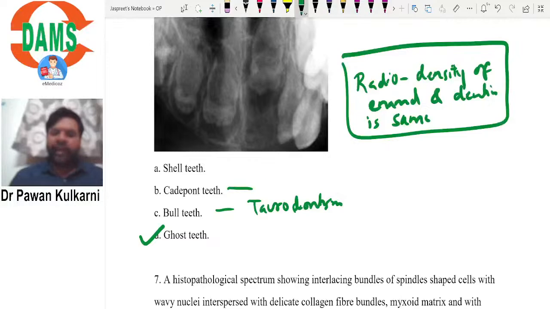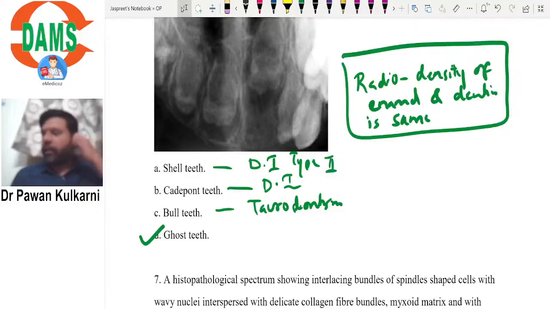What is cadepon teeth? Where do you see that? In dentinogenesis imperfecta. Where do you see shell teeth? Dentinogenesis imperfecta type 2. MCQs usually come on these: shell teeth, cadepon teeth, bull teeth, ghost teeth, Turner's teeth. These are very commonly asked questions, and these terms are very frequently asked.